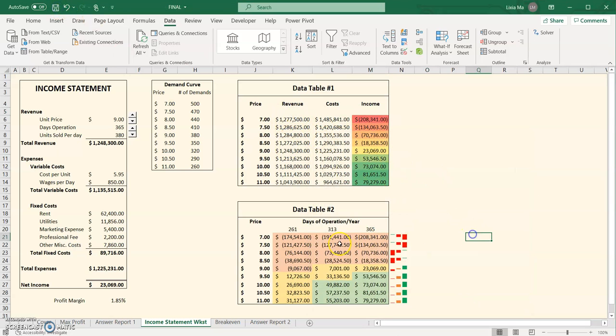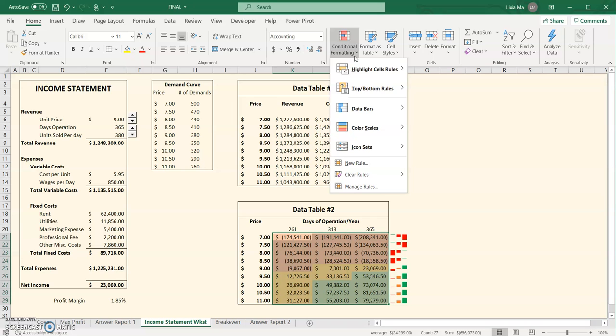This conditional formatting over here shows the strength of the numbers. When the net income is a negative number, it is in red, and when it's green, it's telling us that the net income is positive. Data table 2 is a 2-variable table. Variable number 1 is the price and variable number 2 is the days of operation. So here's the final net income the company should be getting when they operate at different levels. This is also conditional formatting.